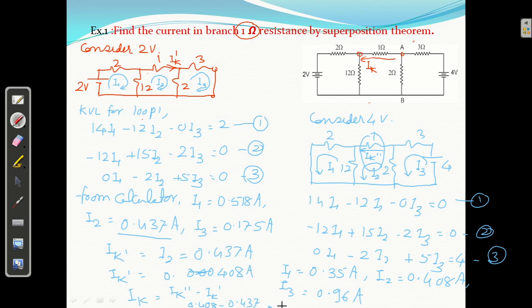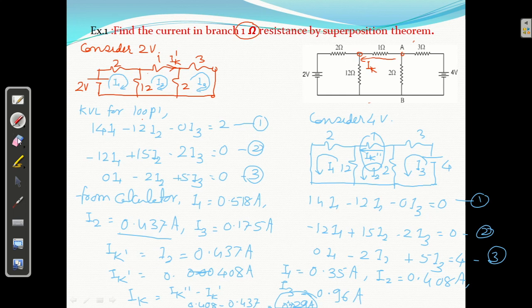Sorry, just wait. 0.437 minus 0.408. So I am getting 0.029 ampere. That is the answer. This is the answer. Okay. So in this way you can find the resultant current.